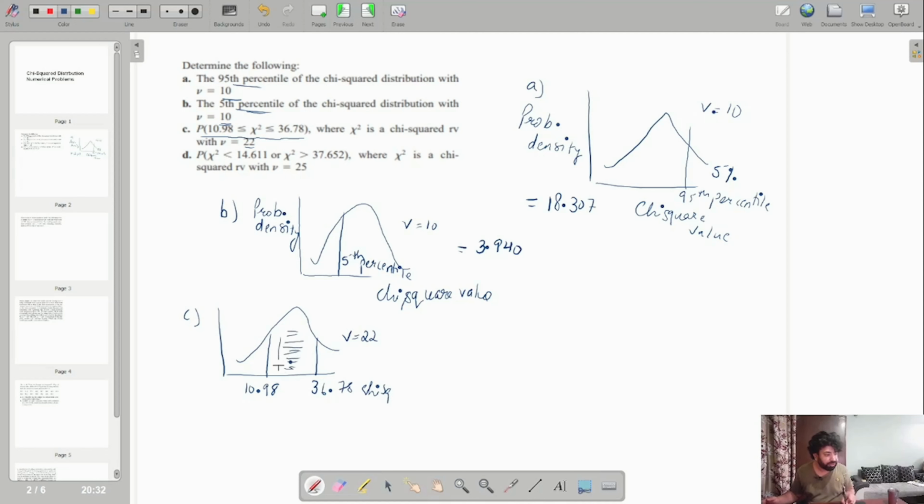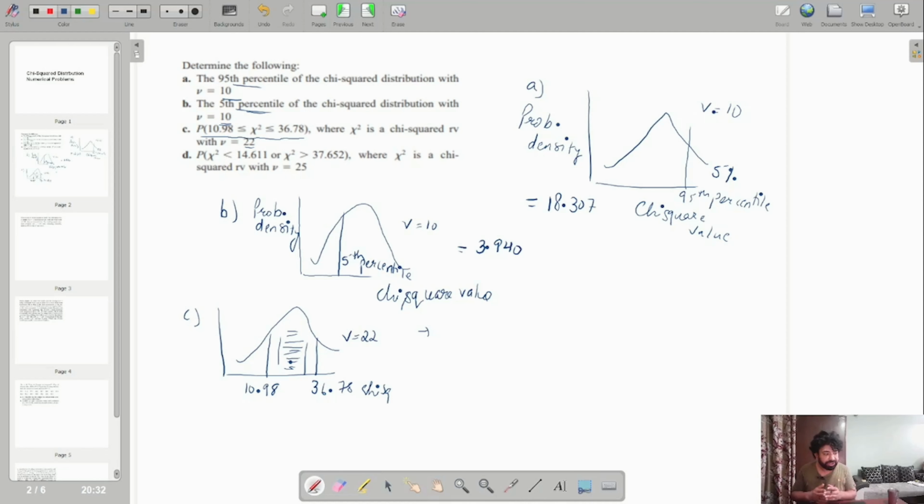and I need to find out the probability that chi-square lies between these two. So in order to solve this, I have to again go back to the table and find out the percentage of the distribution below a specific value, and then I have to use interpolation, in this case approximate values, in order to arrive at the answer.